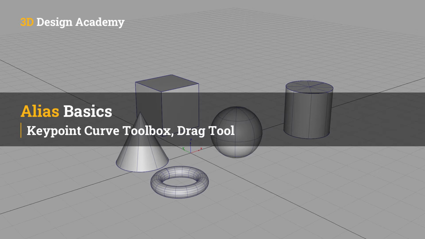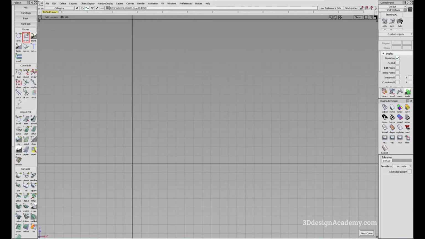In this lesson, we will learn about the drag tool within the Keypoint Curve Toolbox. The drag tool can be found under Curves, Keypoint, Toolbox, and you'll be able to see it right here. What this tool allows us to do is manipulate the Keypoint curves without breaking their properties. So let me show you guys what I mean.